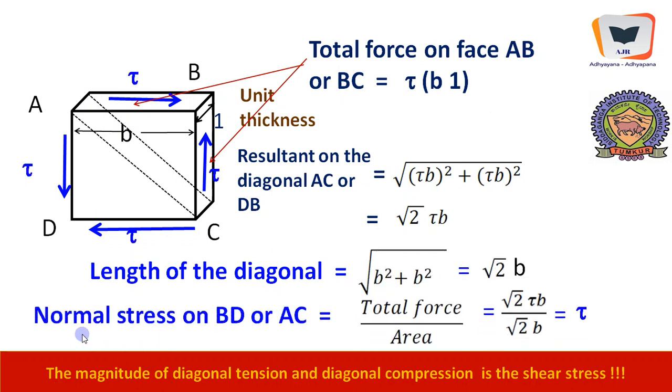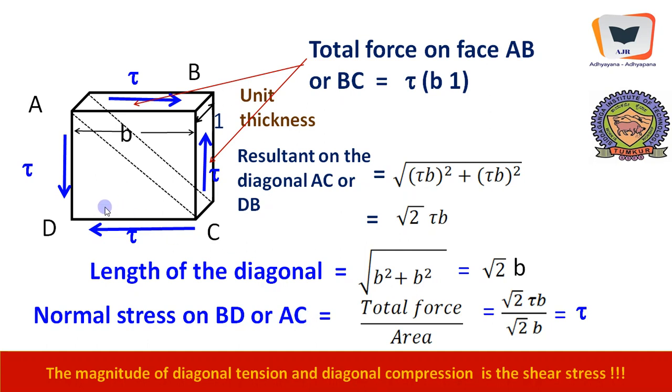Therefore, we can calculate the normal stress on BD or AC. BD is a diagonal, AC is a diagonal. It is the total force acting on the diagonal surface divided by area. So it has been proved that the force is root 2 tau b and the length is root 2b. Root 2 will cancel, B will cancel, and we will just get tau. So the meaning of this expression is that the magnitude of diagonal tension and diagonal compression is the shear stress which is acting all around.